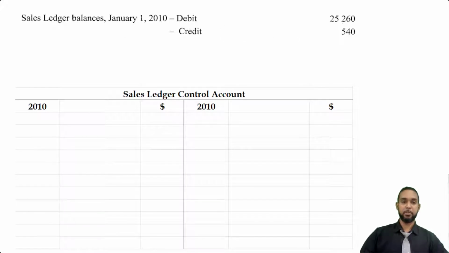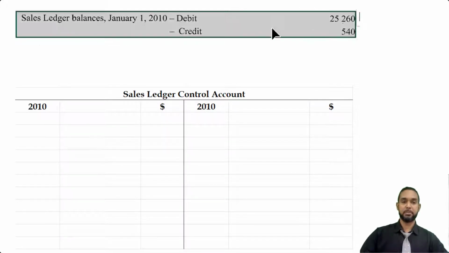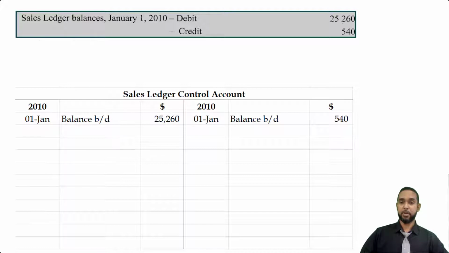Of course, we're going to plug in those opening balances first. The debit balance will go on the debit side. The credit balance will go on the credit side, as you can see right here. 25,206 on the debit side, 540 on the credit side.